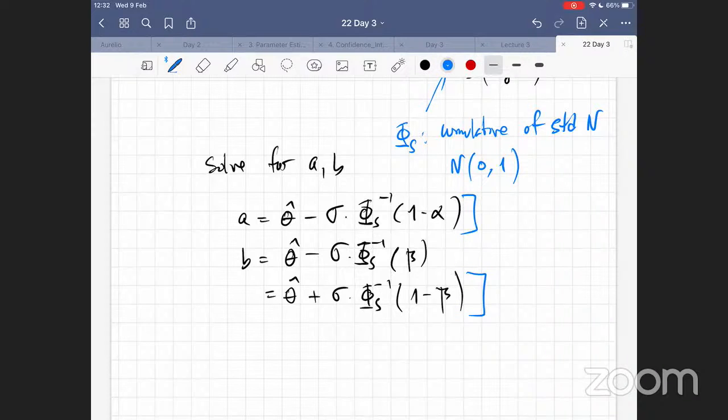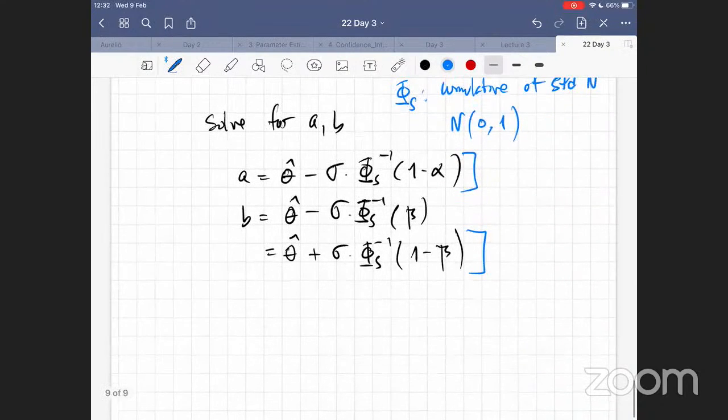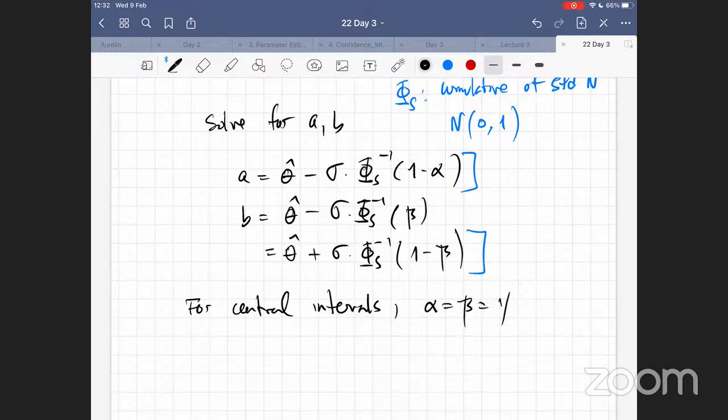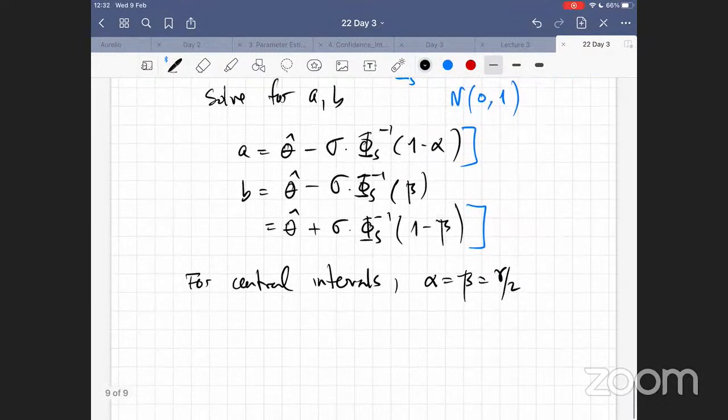And then what you do is go to tables. So imagine you have central intervals. If you have central intervals, then it means alpha equals beta equals gamma over 2. Then these quantities are tabulated.